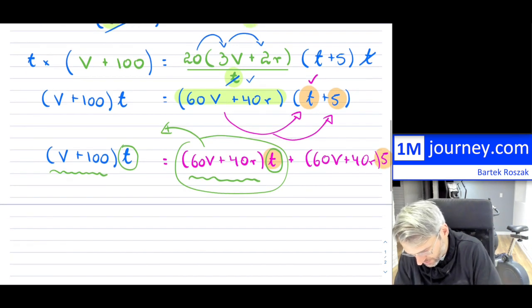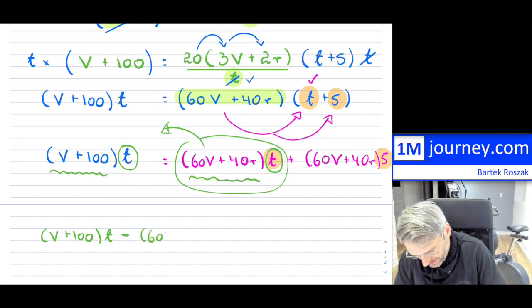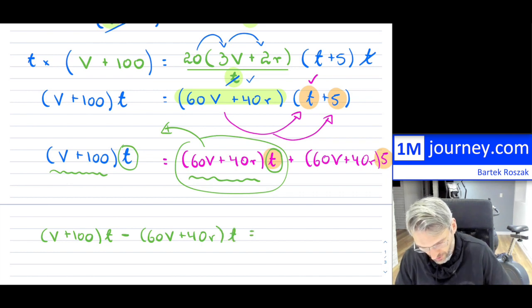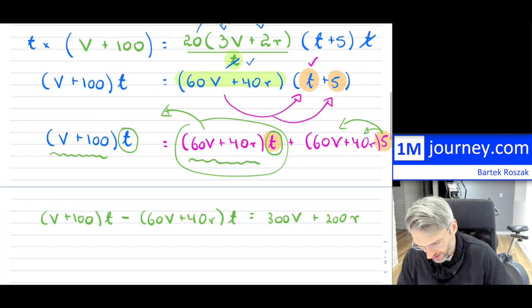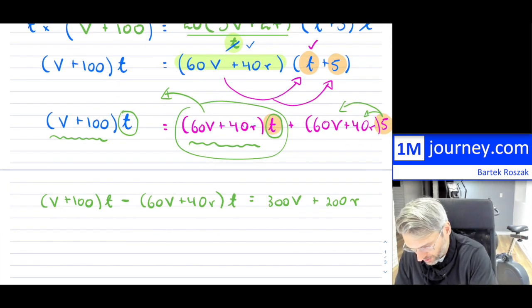So that's going to be interesting because it's going to give me (v + 100)t minus (60v + 40r)t, and then on the right-hand side all I'll have left is, now I can actually distribute this across, so I can bring the 5 over inside of this. So on the right-hand side I'm going to have 5 times the 60, which is 300v, plus 20 times 5, which is 200r. And we're getting very close.